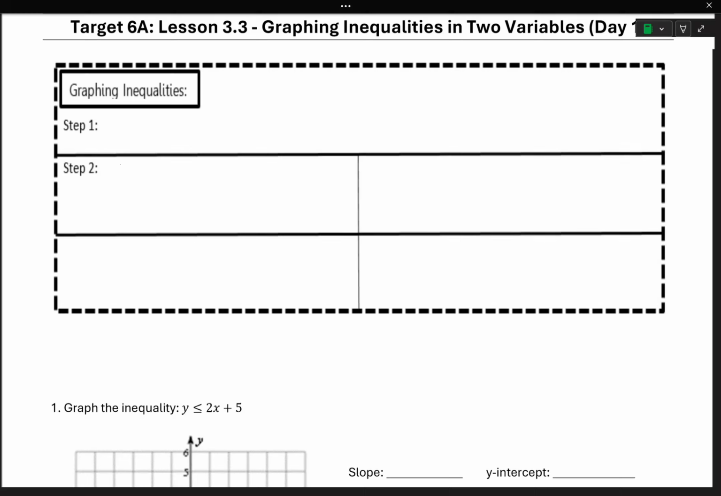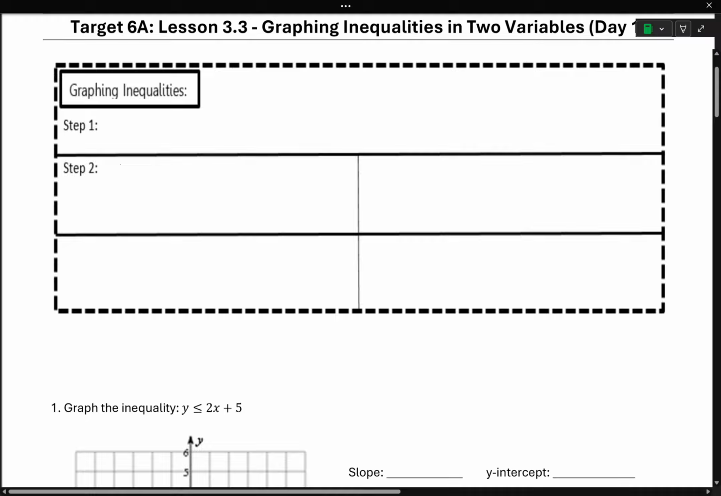Hello, and welcome to Target 6A, where we're going to remind ourselves how to graph inequalities in two variables. Ultimately, the goal of this unit is to graph systems of linear inequalities, but first we need to talk about how we're going to graph a linear inequality when it has more than one variable.